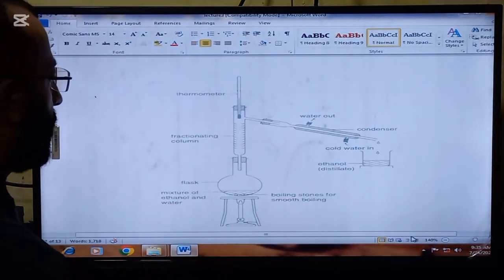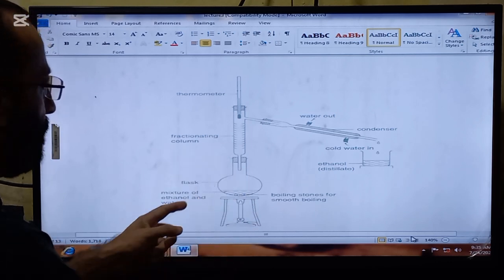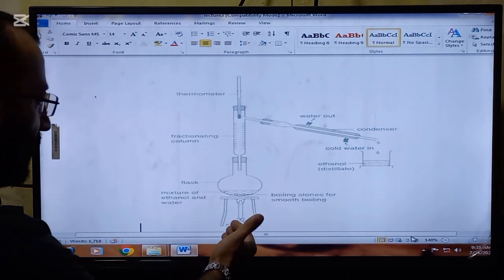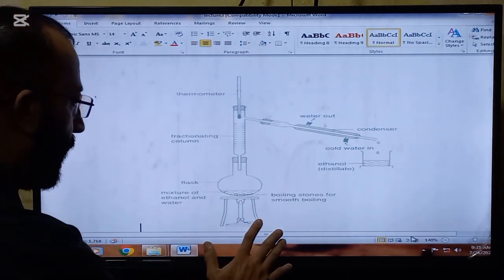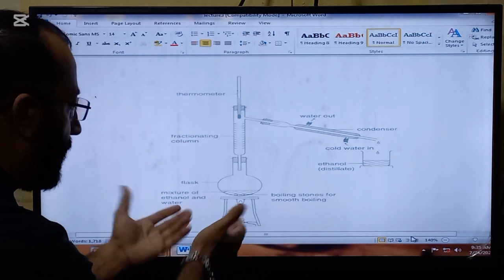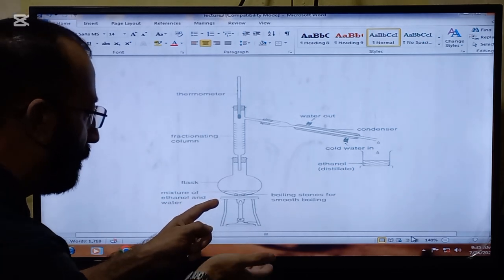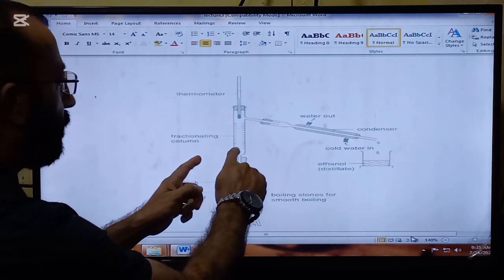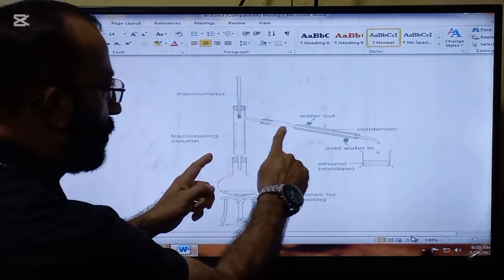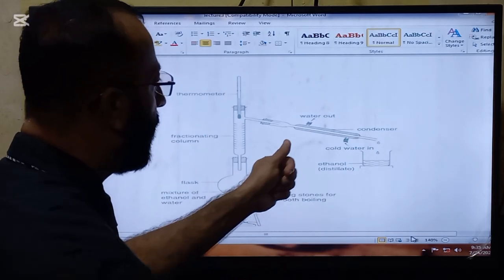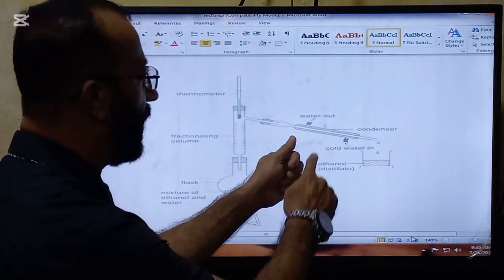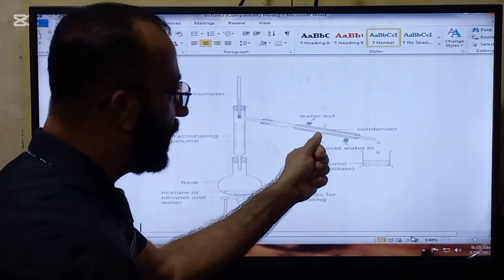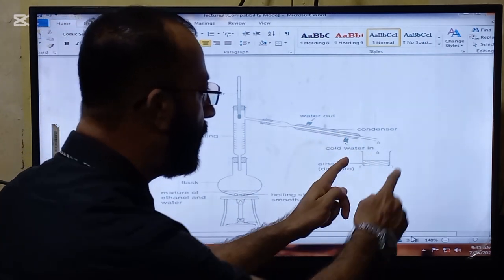So first, when the temperature is raised, because this is a mixture of ethanol and water, ethanol's boiling point is 78 degrees C and water's boiling point is 100 degrees C. So when the temperature rises, ultimately the ethanol will boil first. Its vapor will rise into the fractionating column, and from here the vapors will go into the condenser. And then the vapors of the ethanol, when they come into the condenser, will be converted back into liquid, and that liquid will be collected in the collecting vessel.